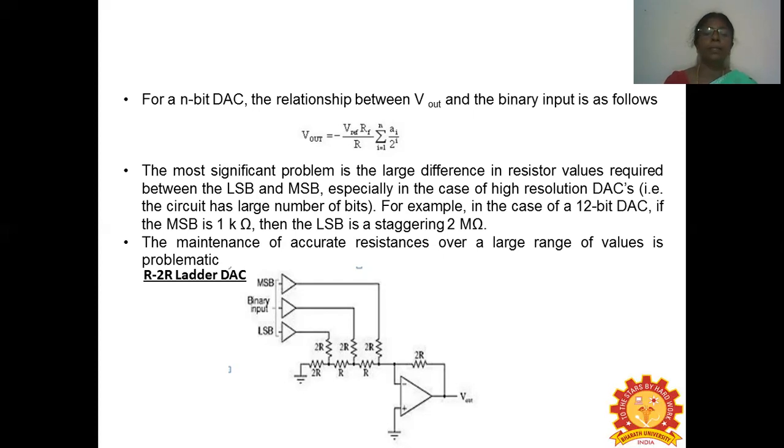So the second method is the R to 2R ladder digital to analog conversion. This is the circuit diagram of the R to 2R ladder digital to analog converter. Here also we are applying the input signal to the inverting terminal of the circuit, whereas the non-inverting terminal is connected to ground. That is, we are not applying any signal to the non-inverting input of the circuit. And also here we have one feedback resistor that is represented by 2R.